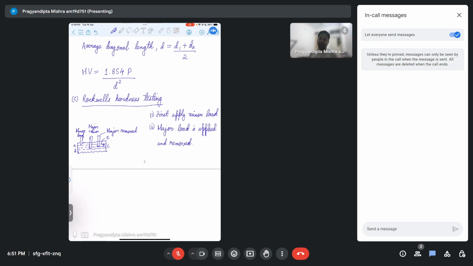So this is about hardness testing. Now let's move on to the second part of today's discussion. It is impact testing. So hardness testing was one type of measurement that we needed to do for some particular case. Why do we need to do impact testing? What is the idea behind doing impact testing?